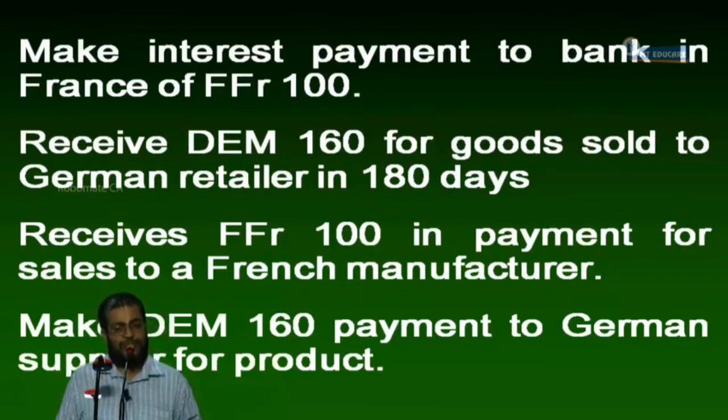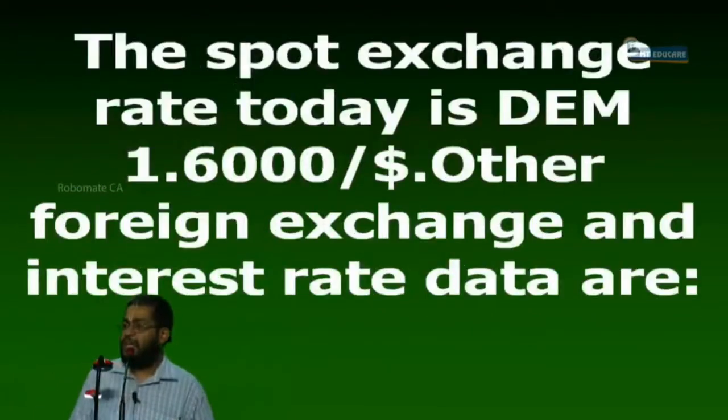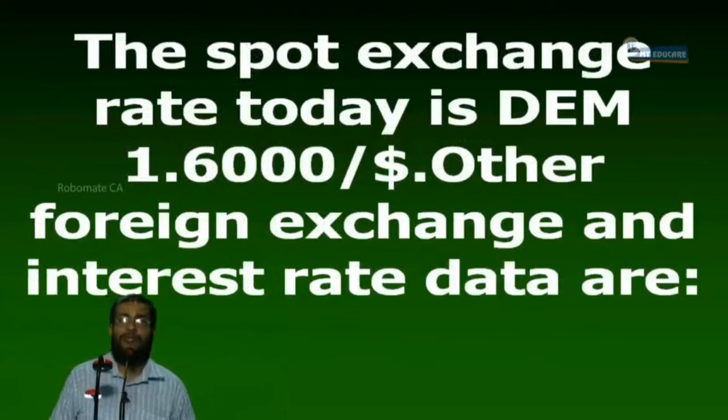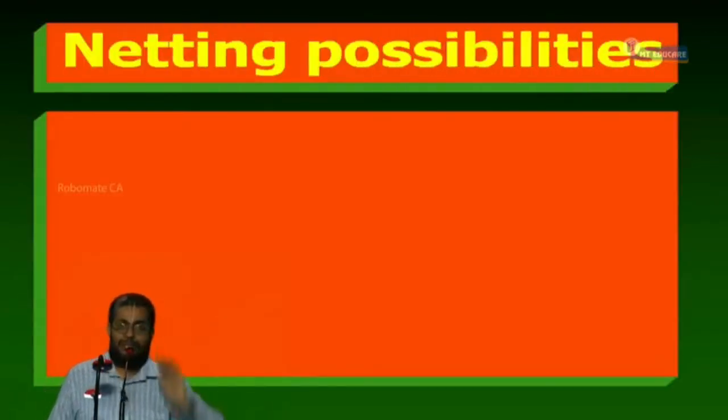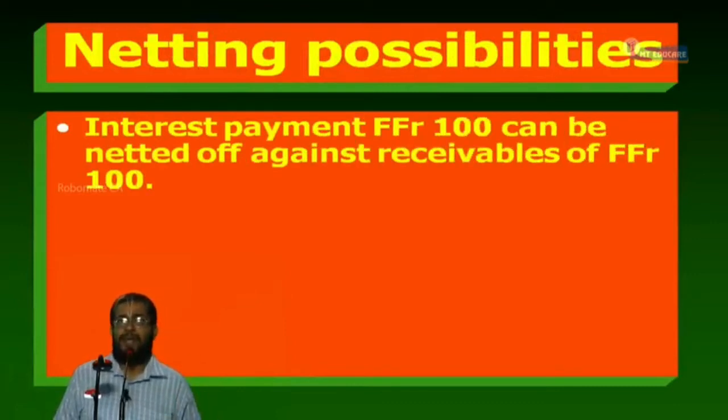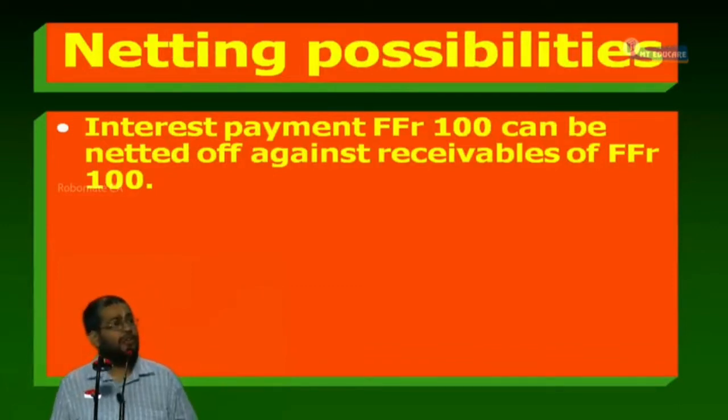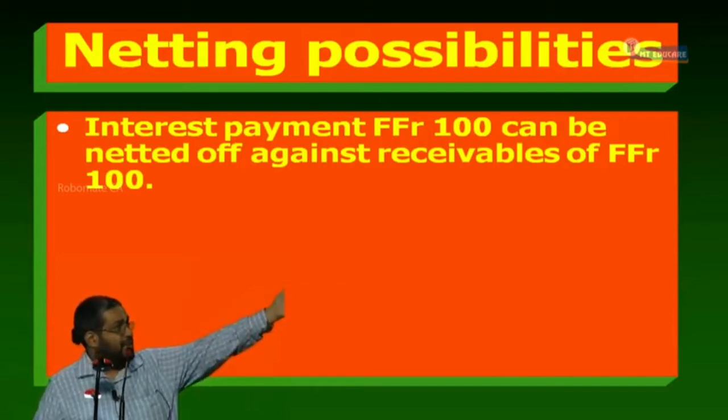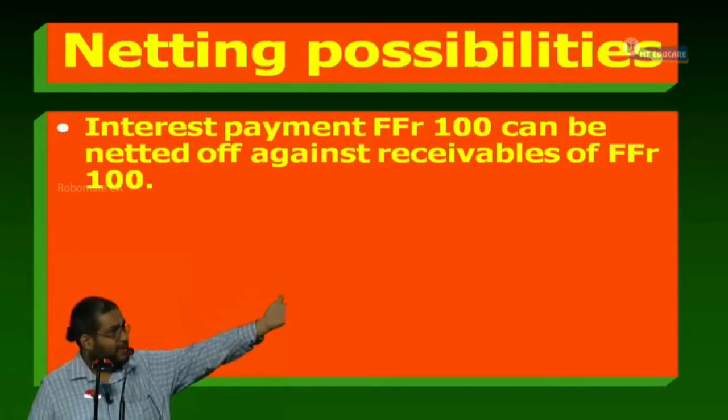Can you start doing the solution? No need to copy. I'll do it and then give you time to copy it. Okay. See. Netting possibilities: the interest payment of FFR 100 can be netted off against the receivable of FFR 100. Yes or no? Yes, sir. Are you following? Can I proceed?